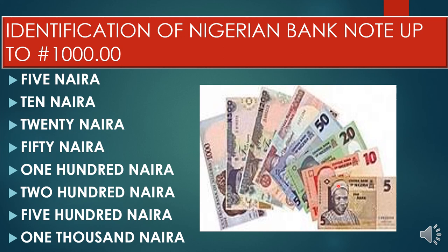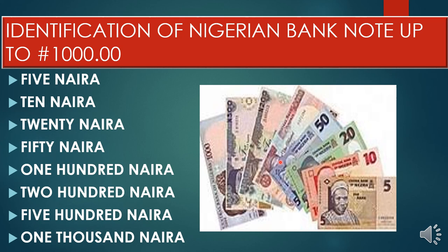Now let's see a picture of what it looks like. Now look closely. I believe we've seen 5 naira before. This is 5 naira. The next behind it is what? 10 naira. I believe we've seen it before. This one is what? 20 naira. I believe we've seen this before. And this one is what? 50 naira.